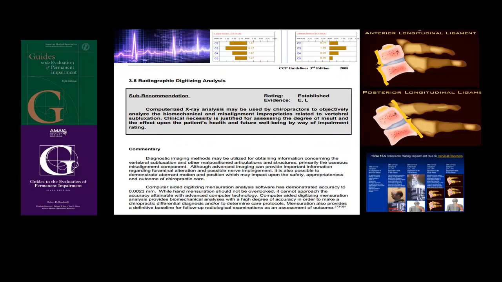So if we take a look, we can say computerized x-ray analysis may be used by chiropractors to objectively, which is a pretty important word. That means without the input of the patient. It means it can be established through measurement or some sort of way that it can be verified. So computerized x-ray analysis may be used by chiropractors to verify the biomechanical and misalignment improperness related to vertebral subluxation.